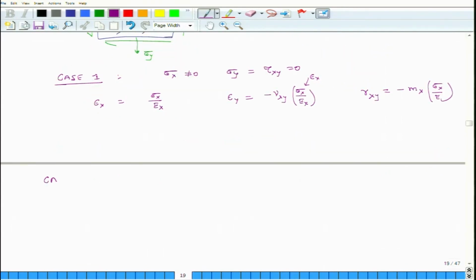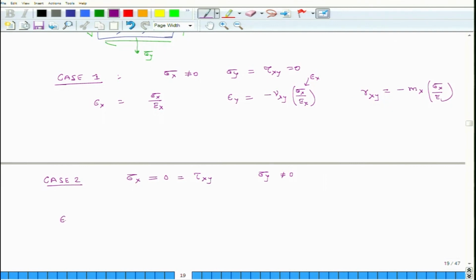So, this is the first case. Case 2, so in case 2 we have sigma x is equal to 0 and the same thing is true for tau xy. The only thing which is non-zero is sigma y, which is not equal to 0.